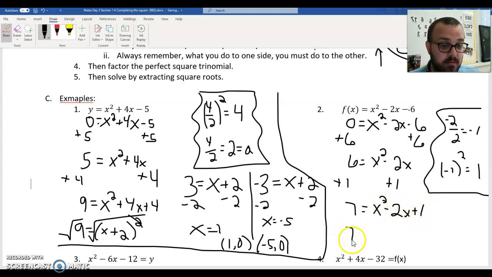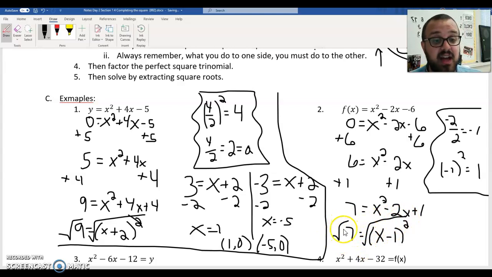Now I know exactly what it's going to factor to. It's going to be that factor pattern. In this case, I can see the a value. It's right here. When you divide b by 2, whatever you got, that's going to be your a value. So this is going to factor to x minus 1 squared. Now I can finish the process by doing what we call extracting square roots. I'm going to take the square root of both sides. And as you can see, the square root of 7 is not a nice number. 7 is not a perfect square. This is actually going to be an irrational number.